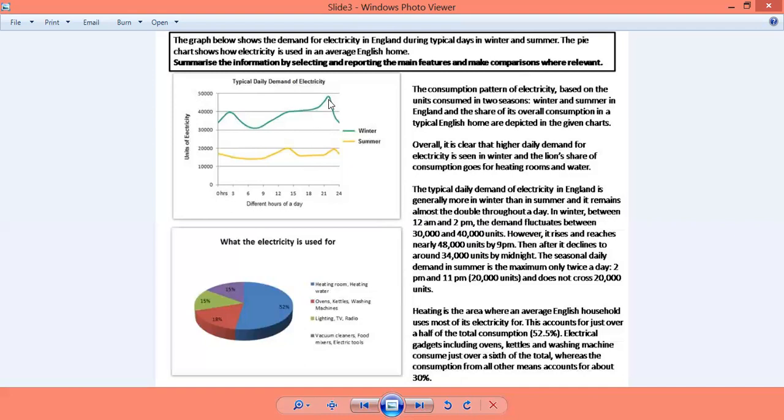You can also use the word peak over here. Then after it declines to 34,000 units by midnight. Midnight मतलब यहाँ पे it declines, नीचे जा रहा है. Then the word declines is used.